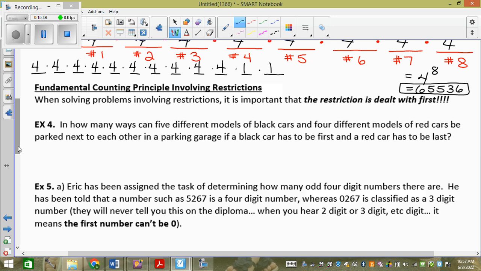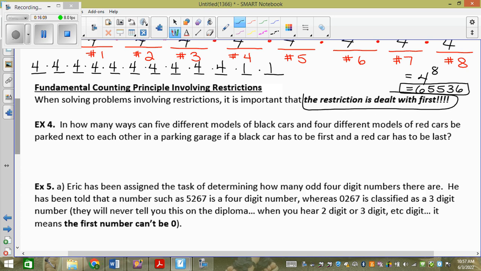Okay. Fundamental accounting principles involving restrictions. When solving problems involving restrictions, it's important that you deal with restrictions first. Underline that, highlight that, memorize that, put it into your being. Restrictions must be dealt with first.